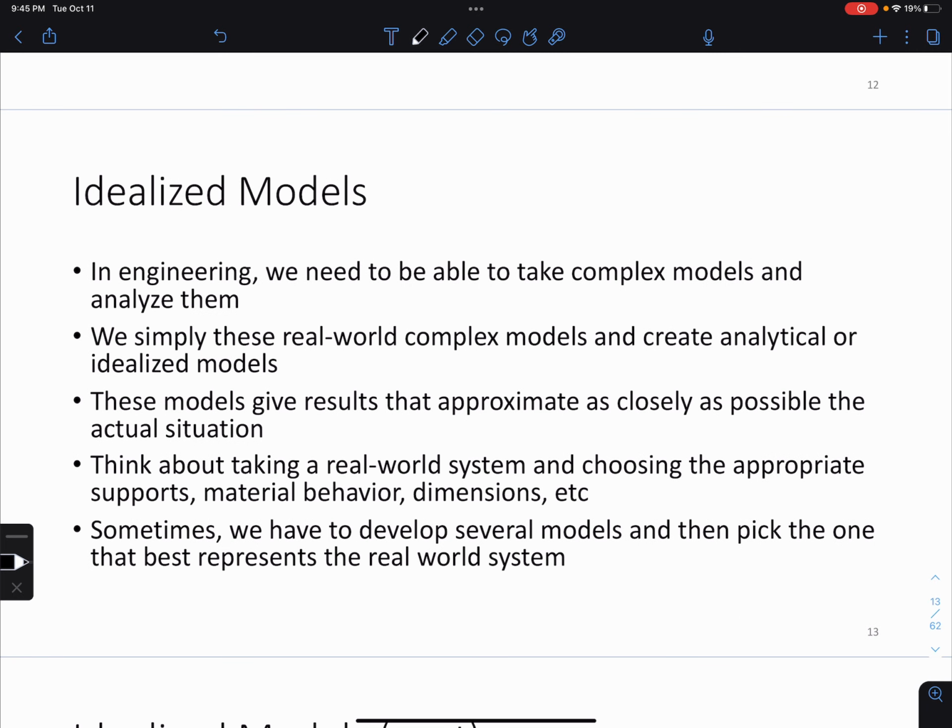The next thing I want to talk about before we jump into a problem is an idealized model. In engineering, we have to take real examples and build analytical models from those examples. So we sometimes simplify those models in order to make the problems that we're solving a little bit more simple. What we do is we take complex real-world models, like complex trusses or bridges, and we simplify them into something that's really easy to solve for.